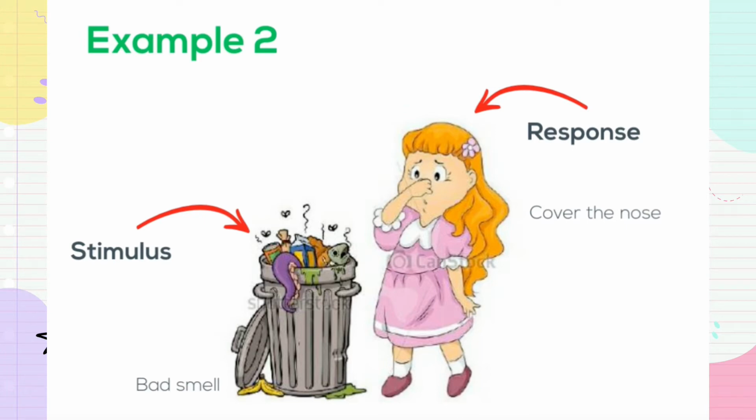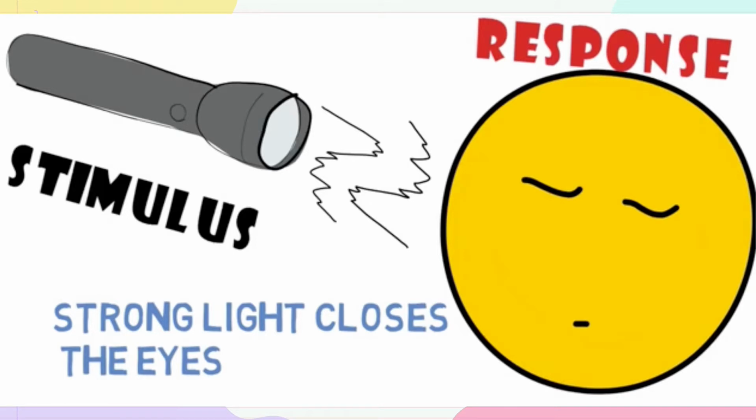Another example also. A bad smell from the trash, that is the stimulus because that is making you react. And how are you responding? By covering your nose because you have a bad smell. So stimulus is something making you react, and response is your reaction. I'll give you one more example also. A bright light, if flashed to your eyes, what will be the stimulus? The stimulus is the strong light. And what is the response? You close your eyes, right? That is the reaction you do.